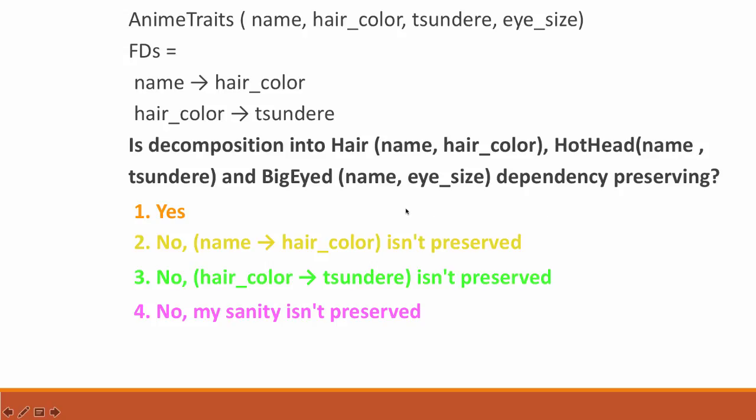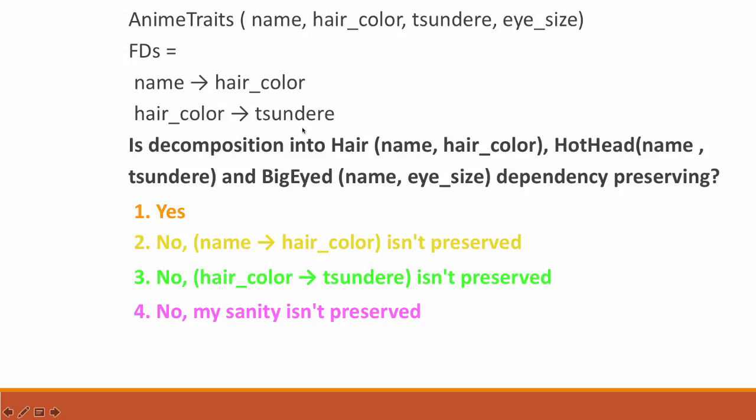All right, so let's go through this kind of piece by piece. So here we need to check in our decomposition. The first thing we would check is, is this a lossless join? But that's not really what the question is about. The question is just asking, is this dependency preserving? So we start with, can we check that name functionally determines hair color in our decomposition? And the answer here is yes. We can look at the hair relation. If you give me their name and hair color, I can check just by looking at this relation if this functional dependency is preserved.